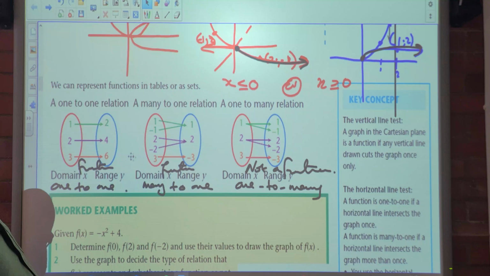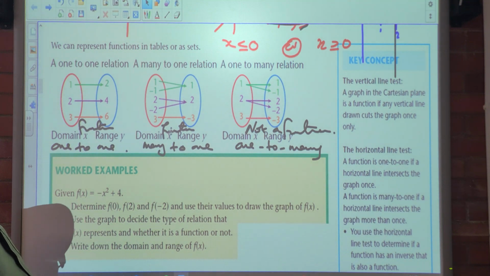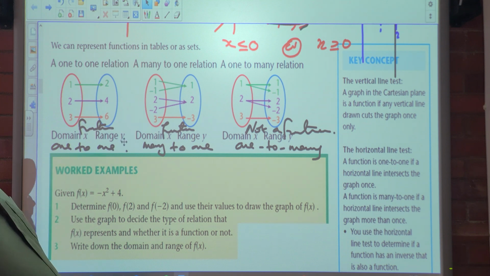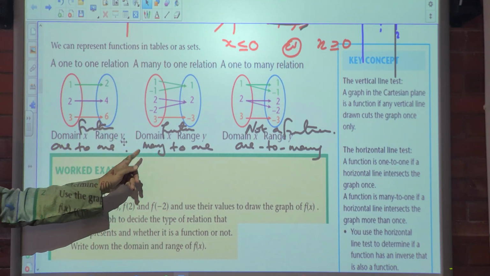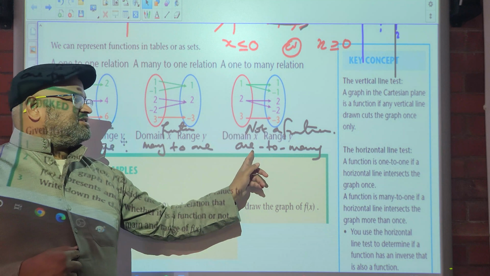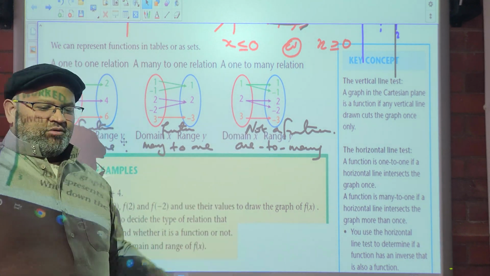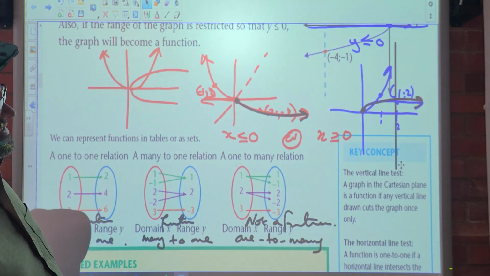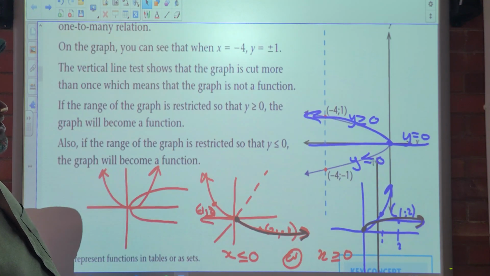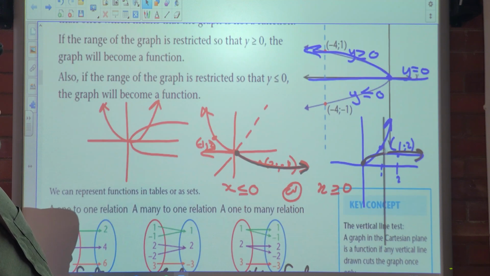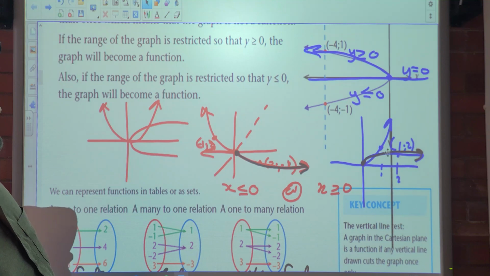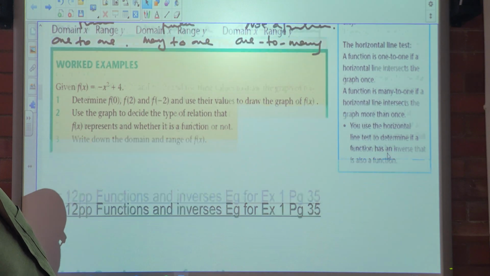Okay, and we also indicated that from your sets or from a table we can see when a relation is considered as a function. It's a function if it's a one-to-one or a many-to-one. But if it's a one-to-many, it's then not considered as a function. We also spoke about the vertical line test. With the vertical line, if it cuts your graph twice, like in this case here, it's not considered a function. Whereas if it cuts once, as you can see in the black part of the graph, it will be considered a function.